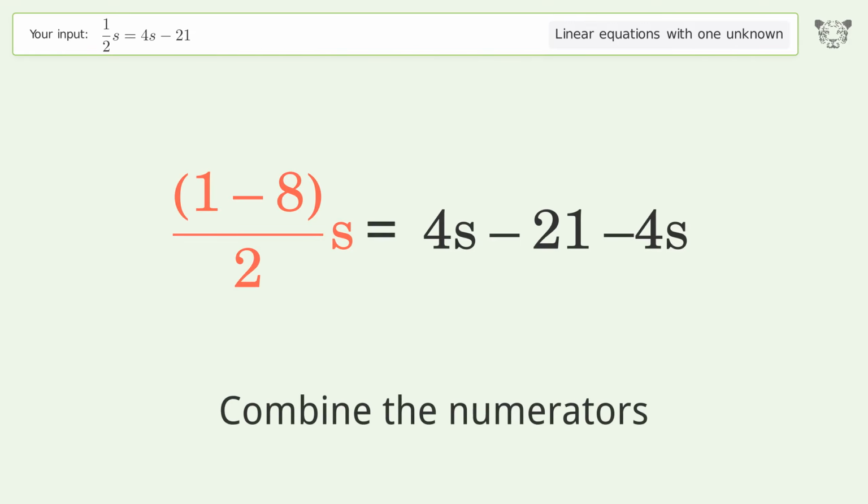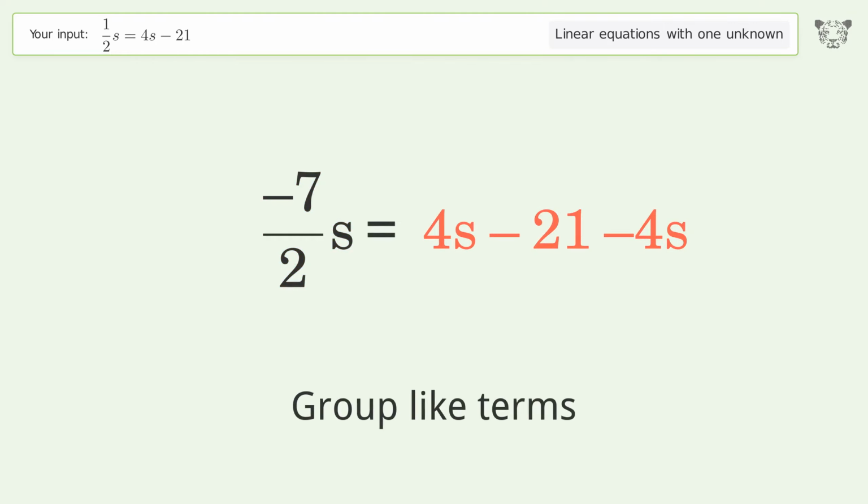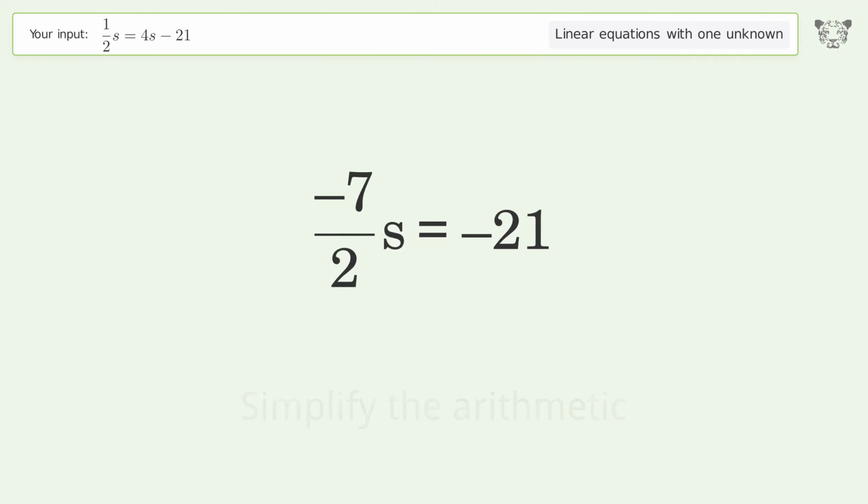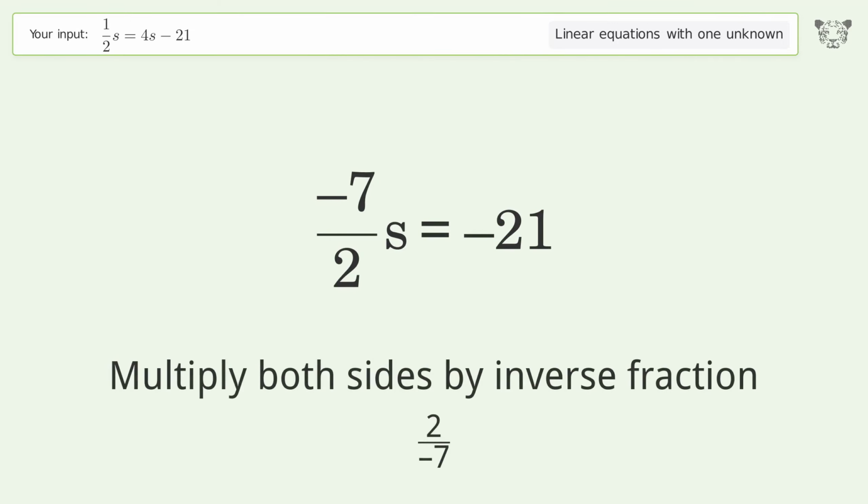Combine the numerators. Group like terms. Simplify the arithmetic. Isolate the s. Multiply both sides by inverse fraction 2 over -7.